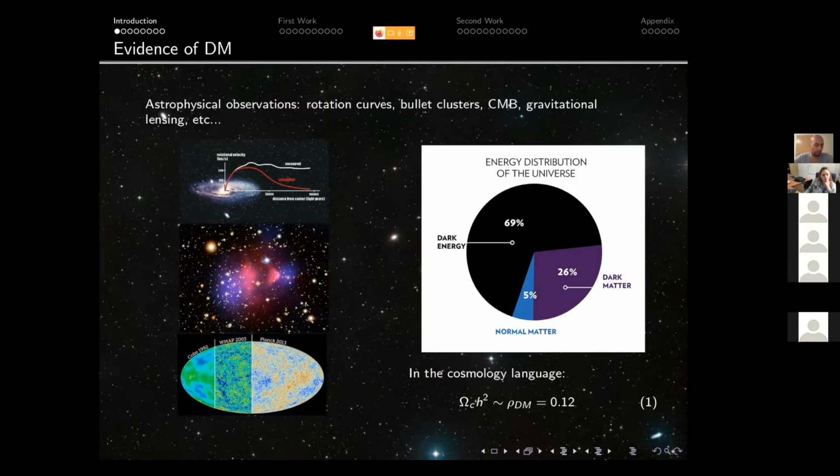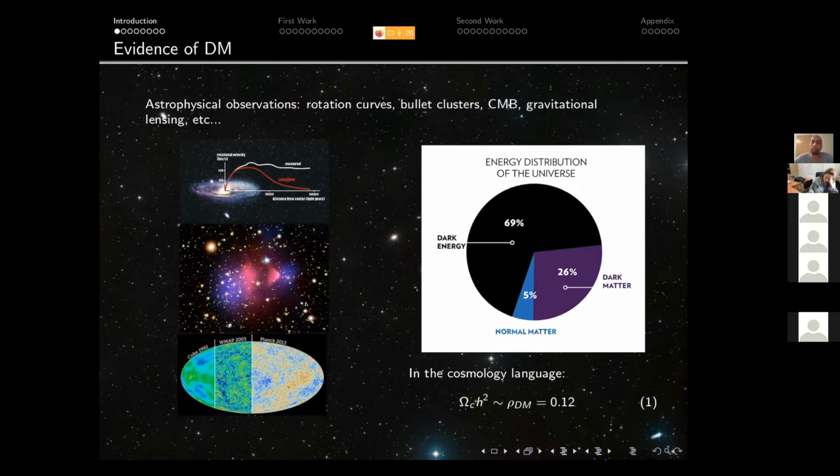There are other proofs also, but I don't want to spend too much time here. The lesson from all these observations is summarized in the picture, the cake on the right side, where we have the energy distribution of the universe. The matter that we know, the standard model of particle physics, at the fundamental level, makes up not more than 5%. That is what we call normal matter. There is this 26%, which is what we observe from the astrophysical side, and the rest is something unknown, which we call dark energy.